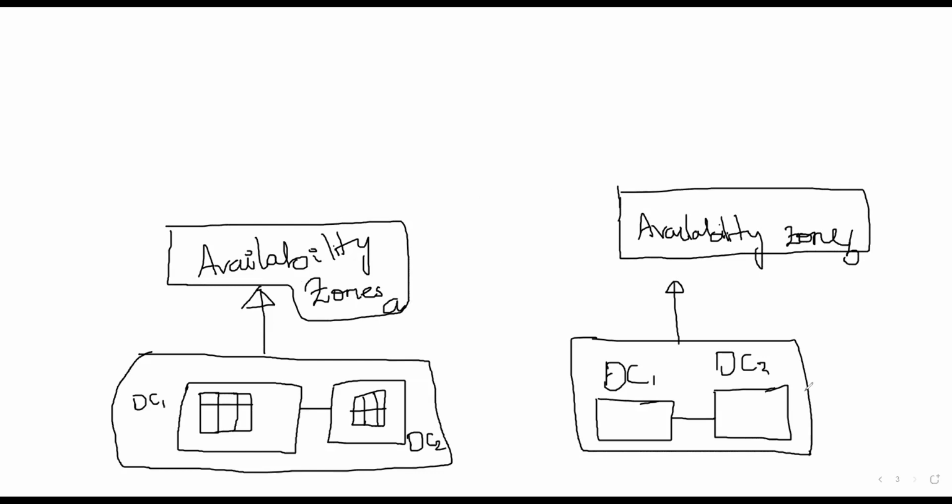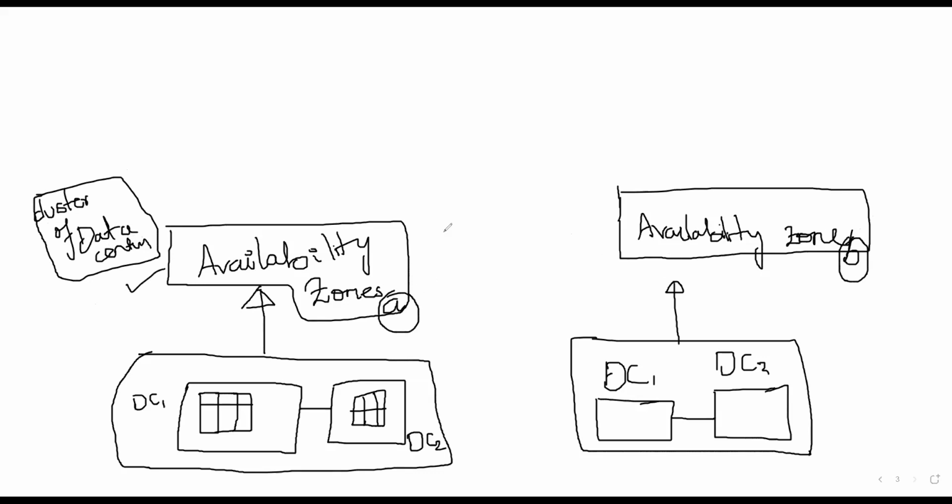Now, what is a data center? A data center is a physically located building with physical IT infrastructure. Then what is an availability zone? An availability zone is a cluster of data centers, a group of data centers. So we have two availability zones now, availability zone A and availability zone B. The group of availability zones we call a region.